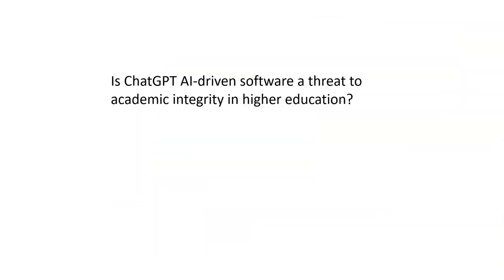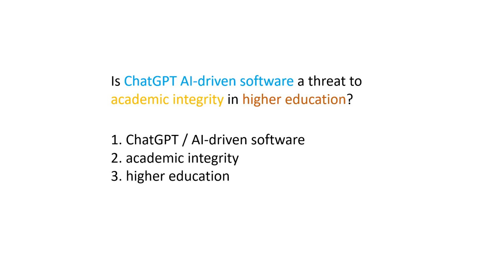So here's an example. Is ChatGPT AI-driven software a threat to academic integrity in higher education? That's my research question. Maybe it's yours as well. There's different concepts. I picked out 3 concepts, and I'm going to look at those and divide them because it's a library database. I have to think logically. These are the 3 particular search concepts I'm looking for.